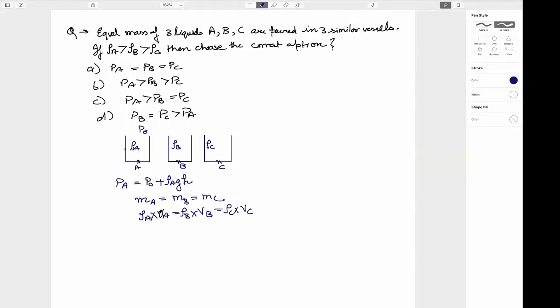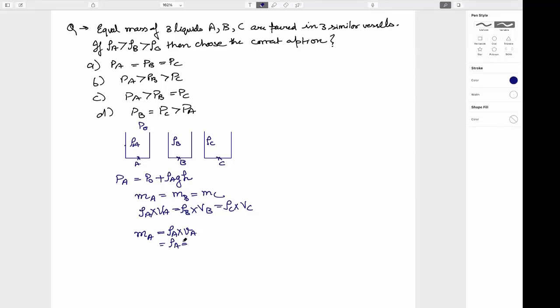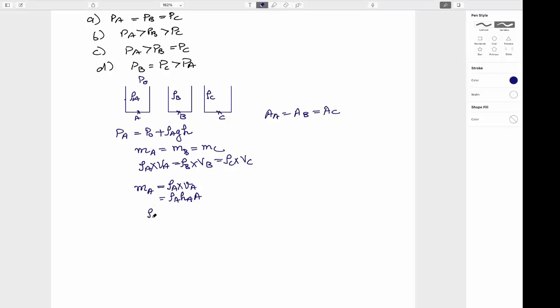It means to say that MA is rho A into VA, and rho A into VA is nothing but rho A into HA into area. So base area should be the same because all of them are similar vessels. So AA is equal to AB is equal to AC.